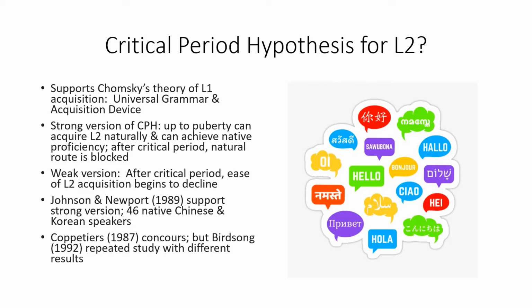If there is a critical period for second language learning, it would support Chomsky's theories about first language acquisition that involve the universal grammar and the acquisition device. It would explain why children can learn any language, but adults struggle after they reach adulthood. The strong version of the critical period hypothesis supports this, and it holds that up to puberty, anyone can acquire a second language naturally and can achieve native or near native proficiency. But after the critical period ends, that natural route is blocked.